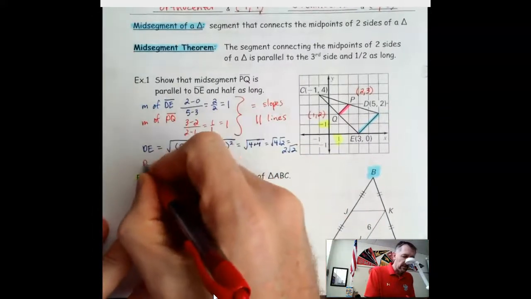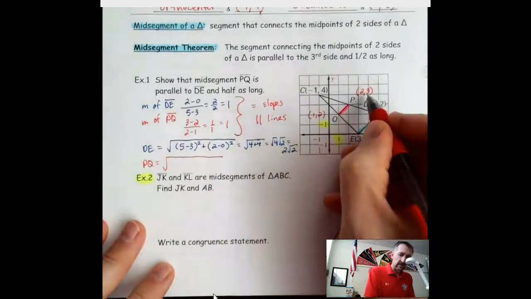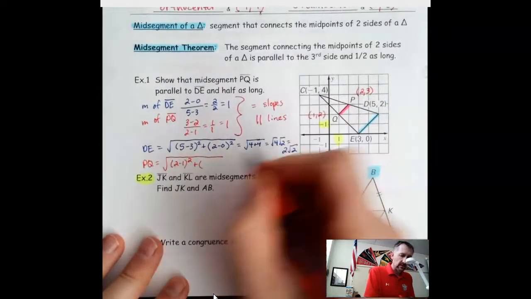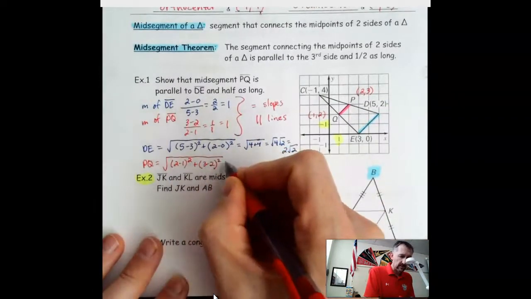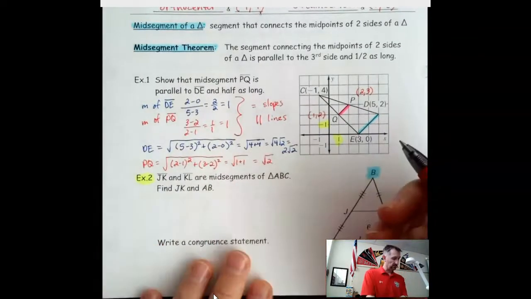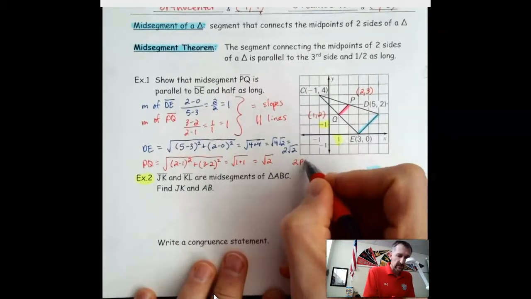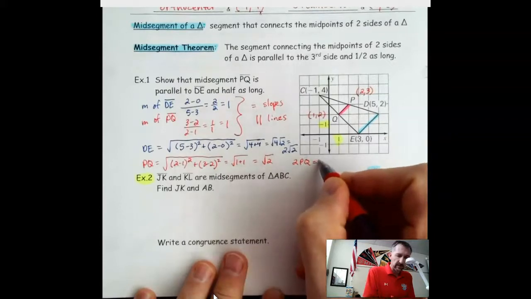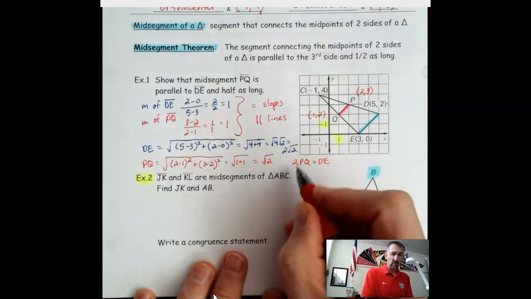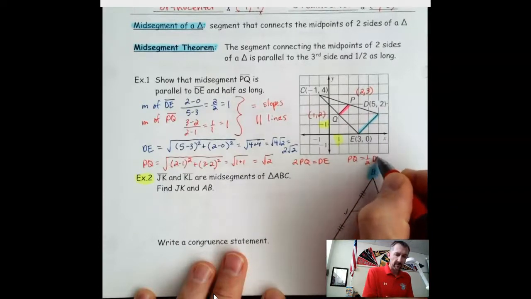Now if we do the distance from P to Q, that's going to be x minus x, so 2 minus 1 squared plus 3 minus 2 squared. So that's going to be 1 plus 1, which is root 2. So 2 times PQ equals DE, or PQ equals half of DE.